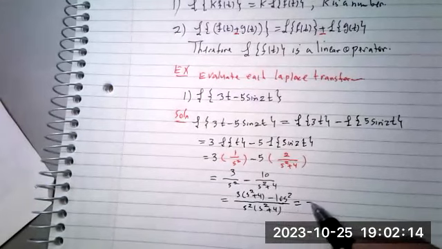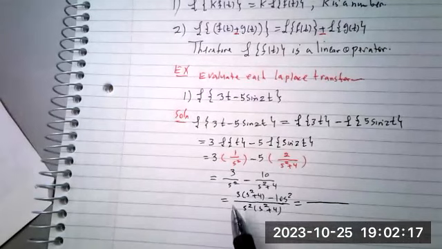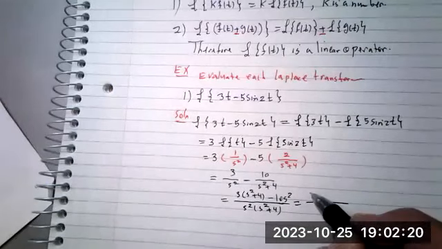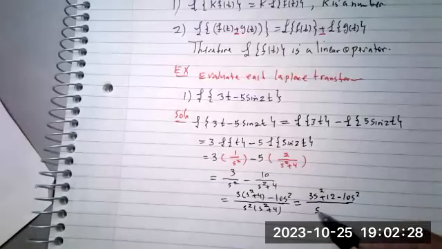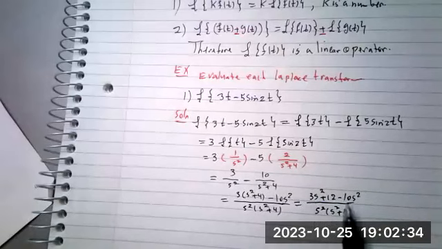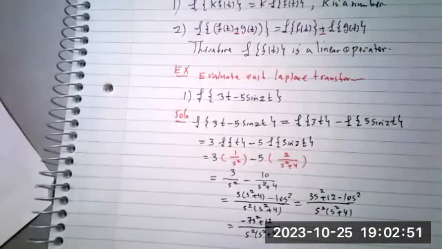Continue. Multiply the S in here. I'm sorry, that's a 3. So that gives you 3S squared plus 12 minus 10S squared. You don't do anything to the denominator, S squared plus 4. Combine the like terms on the top. So it's going to be 3 minus 10, which is negative 7. Negative 7S squared plus 12, divided by S squared times S squared plus 4. That would be the Laplace of that function, okay?